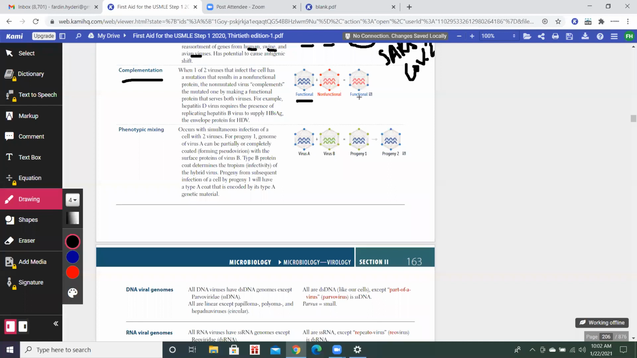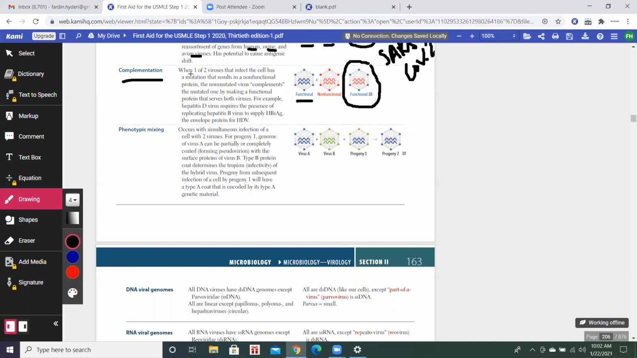So who has the benefit? Functional or non-functional? Fast answers, please. So non-functional, good. So the non-functional virus is being benefited over here.